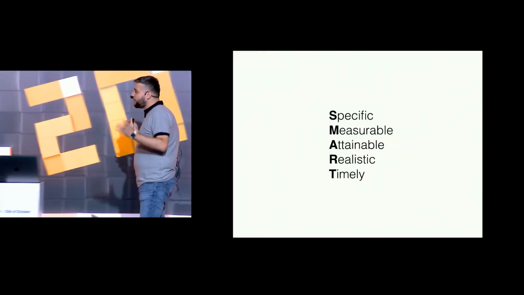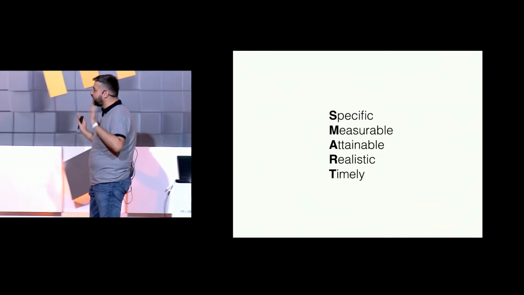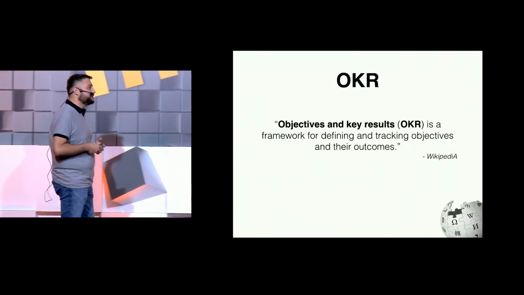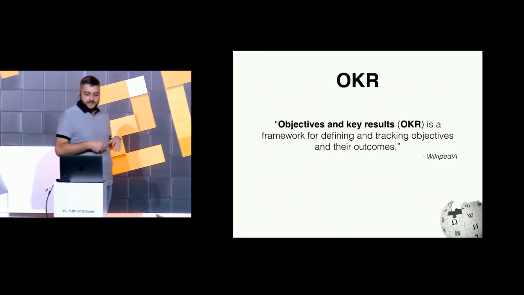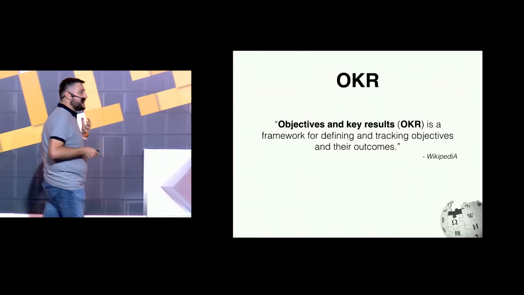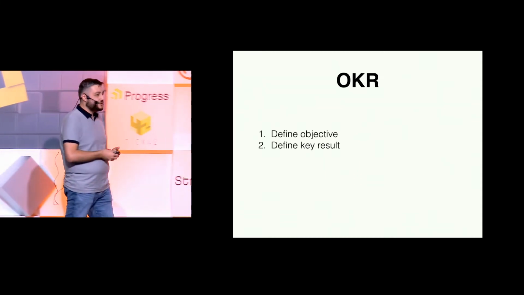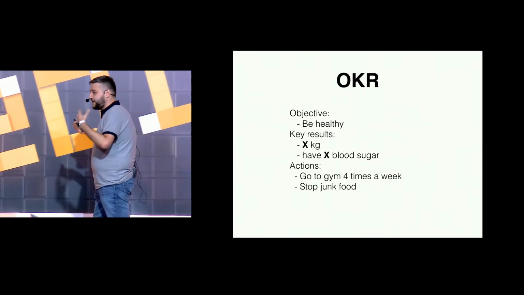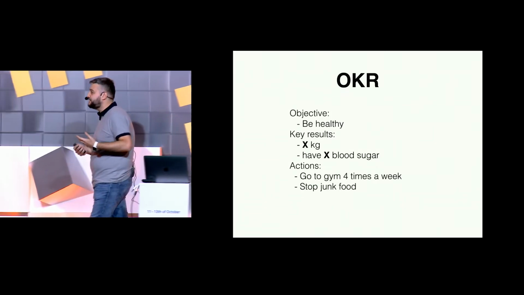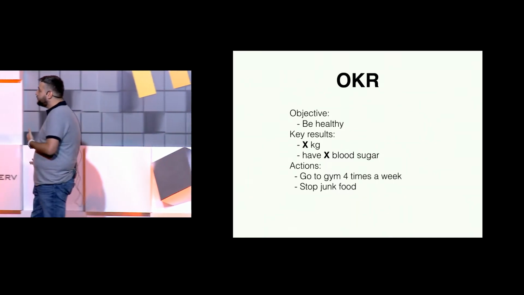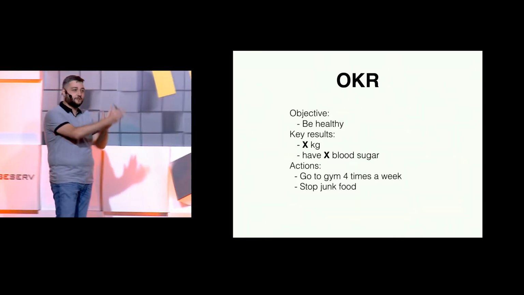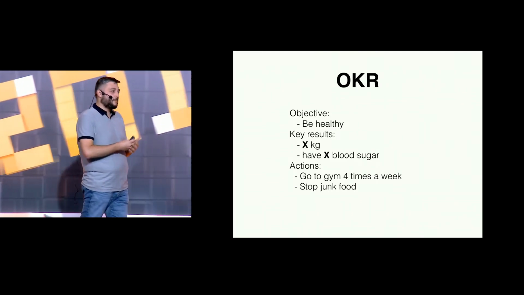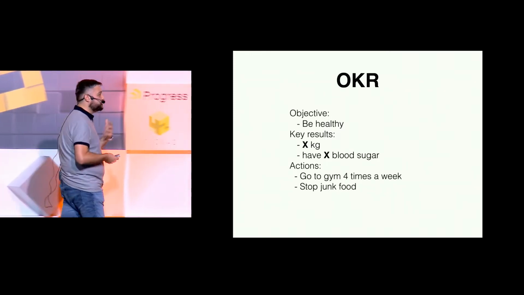And I try to keep my goals SMART: specific, measurable, attainable, realistic, timely. Or at work, since I work at a startup, we do this thing called OKRs, where you basically define an objective and define key results. The example here is, I want to be healthy, but what does it mean to be healthy? The key result of being healthy can be, I want to be this amount of kilograms, and I want my blood sugar to be that much. Then from having those key results, what do I want to do to achieve them?